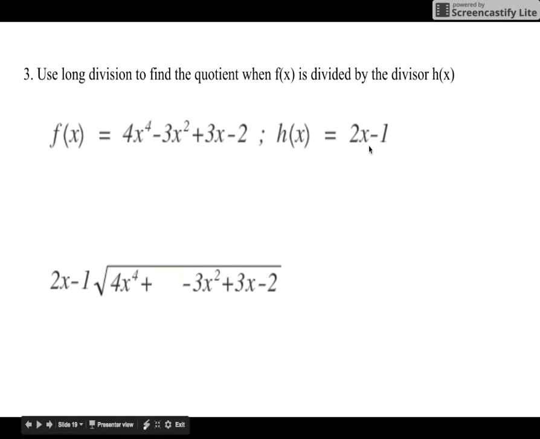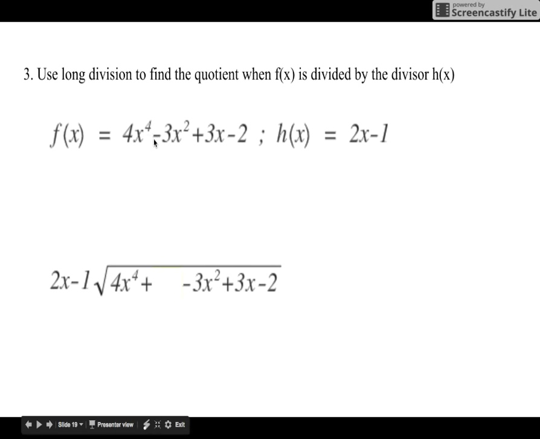So again, we're going to set it up with the divisor on the outside, 2x minus 1, and the dividend on the inside, 4x to the 4th minus 3x squared plus 3x minus 2. Now you may notice we have this big gap right here. Well, what is that? When we're doing long division with polynomials, you have to account for coefficients and variables that may be missing in a sequence.